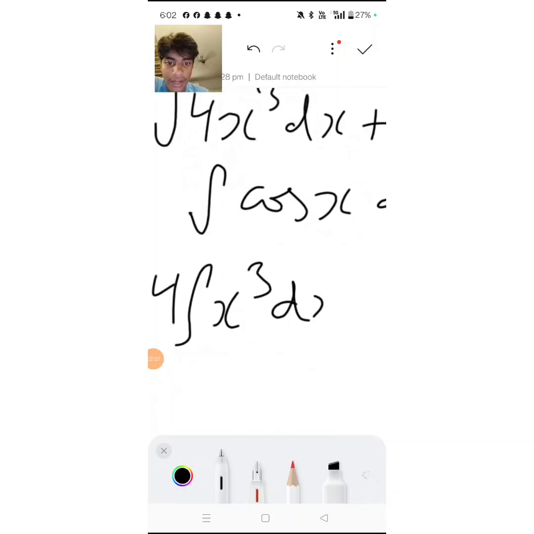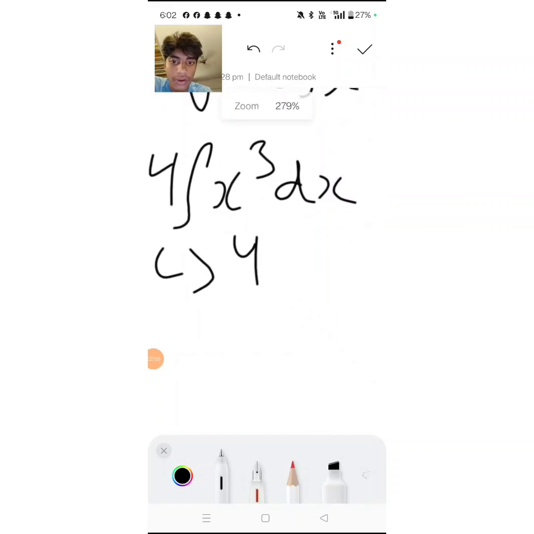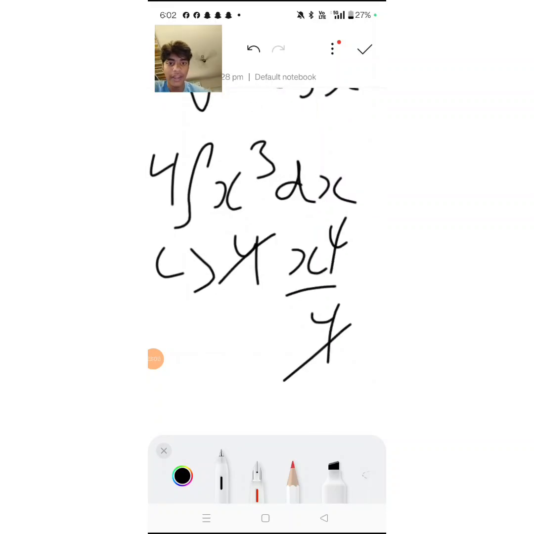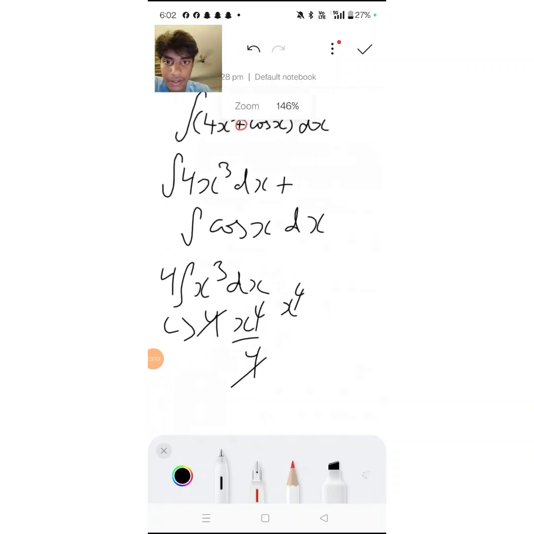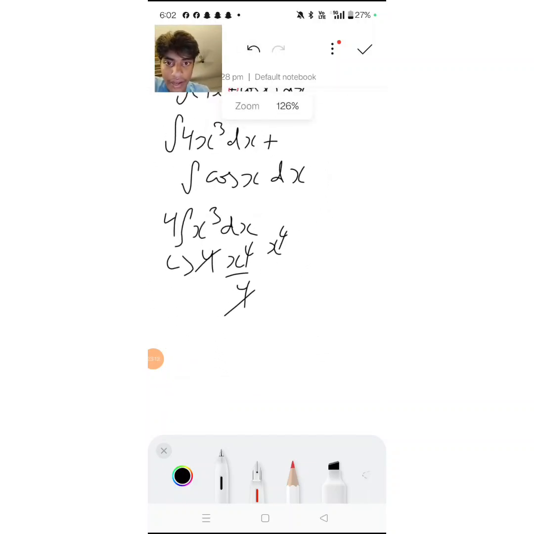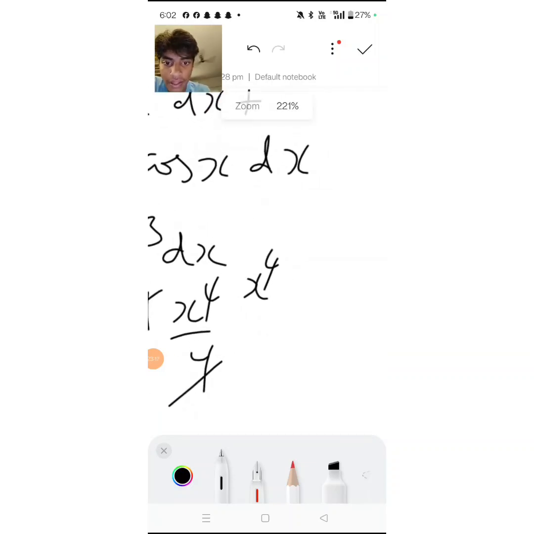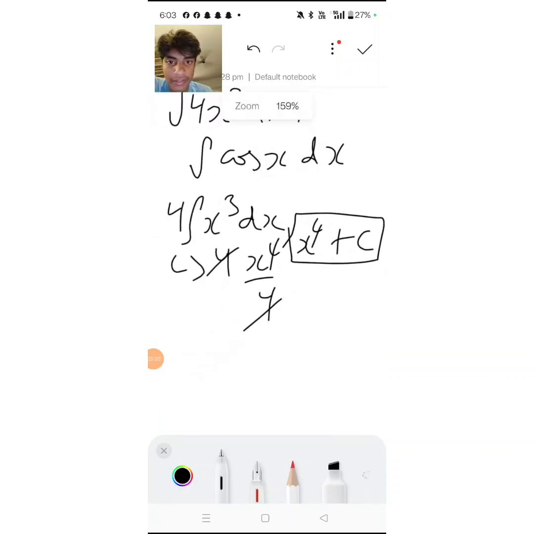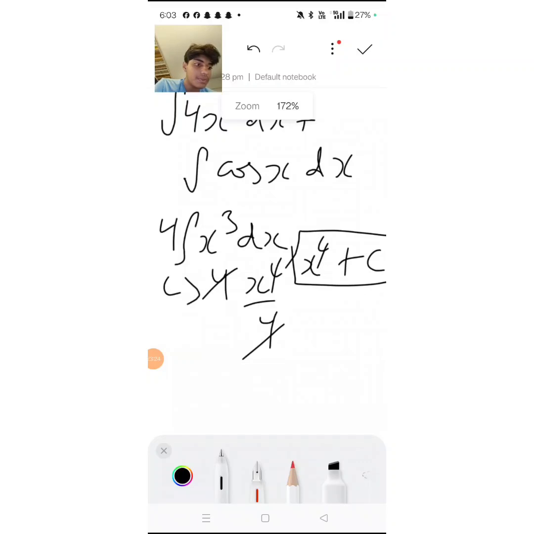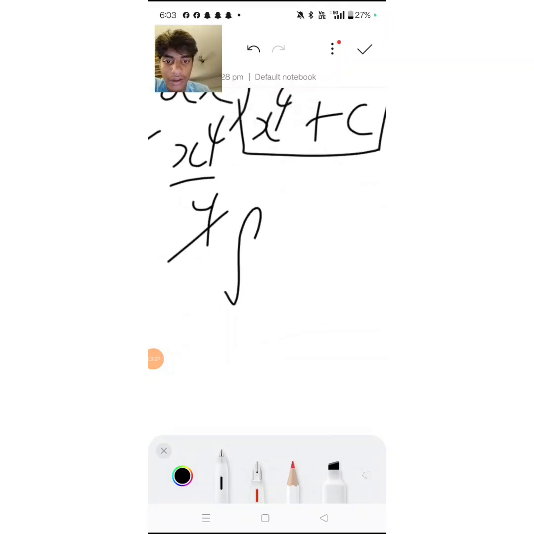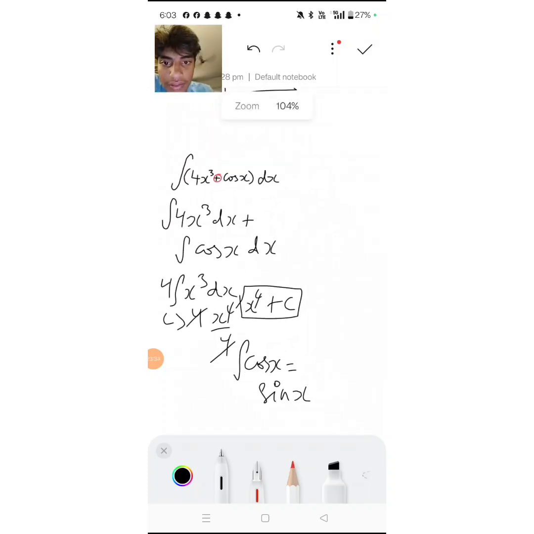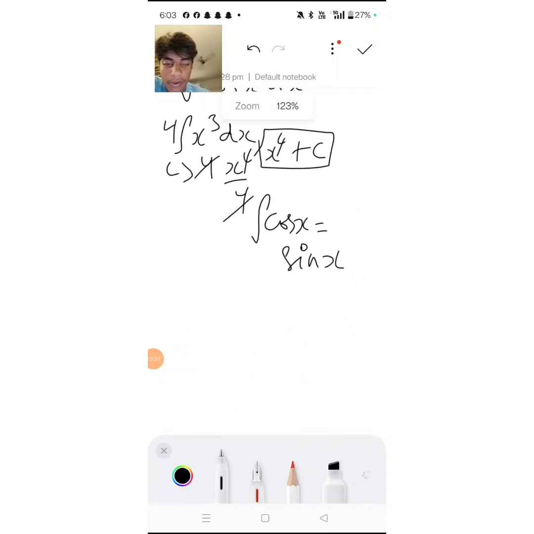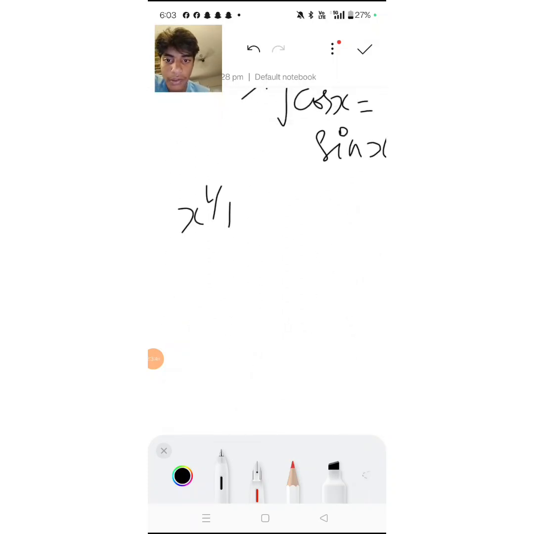Now we integrate this: 4x to the power of 4 divided by 4, the 4 cancels off. It's just x to the power of 4. Splendid. Now we come to the other side, the integral of cos x dx. There's going to be a plus c here. The integral of cos x is just sin x. So ultimately, this entire thing is x to the power of 4 plus sin x plus c.